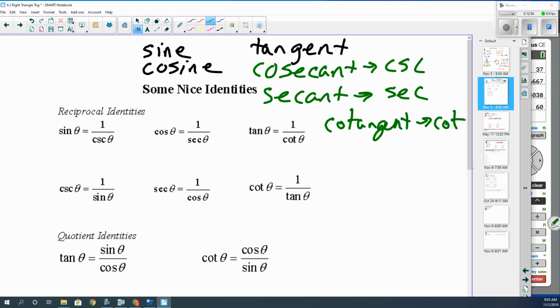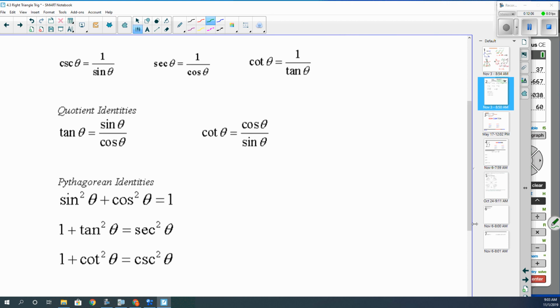Okay, so now we have the quotient identities. Quotient means you're doing division. So tangent is the same as doing sine of an angle divided by cosine of an angle. And then since cotangent is the reciprocal of tangent, cotangent would just flip that fraction, and it's the same as doing cosine of an angle divided by sine of an angle.